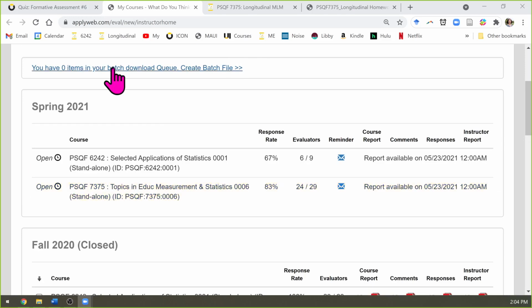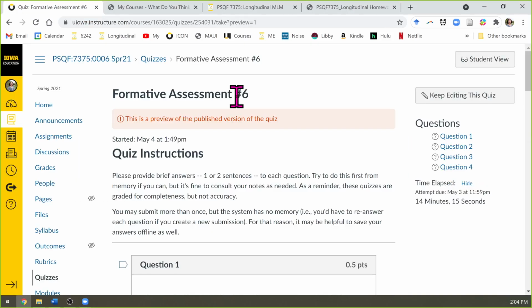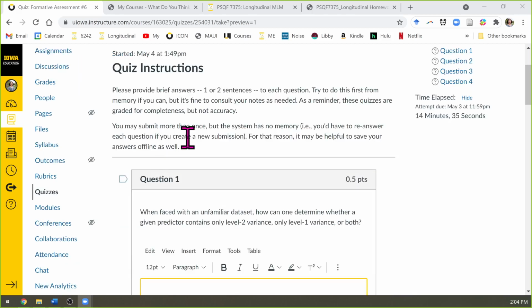So, do you want to do formative assessment 6 first or homework questions first? Any preferences? No? Formative assessment, since I have it up here? FA, yes indeed. So yes, they're quizzes, but they're not really quizzes.